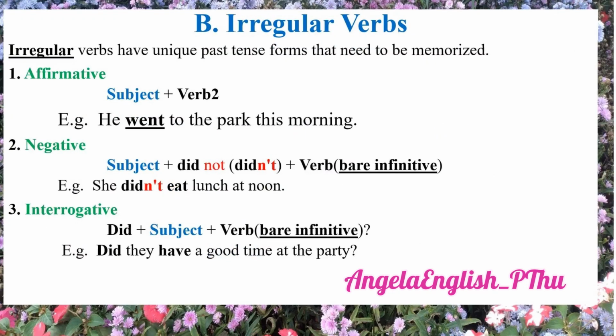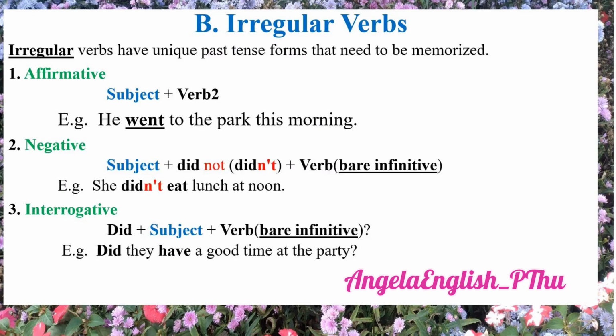B. Irregular verbs. Irregular verbs have unique past tense forms that need to be memorized. 1. Affirmative. Subject plus verb 2. For example, he went to the park this morning.